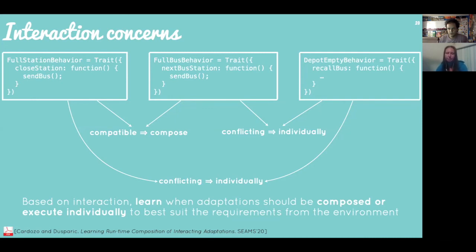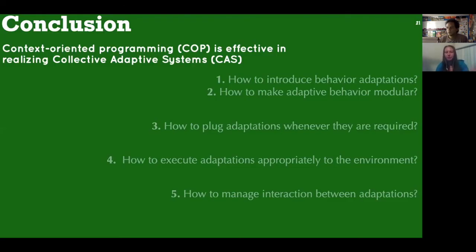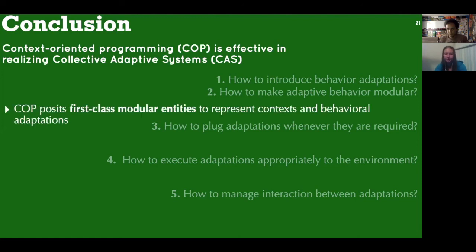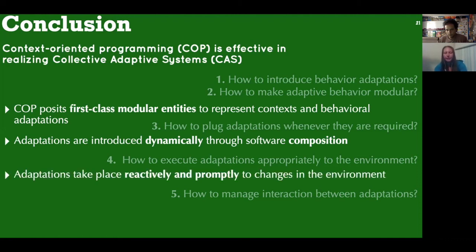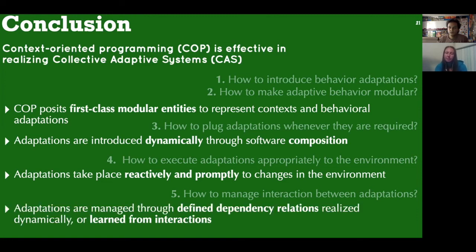So to go back to our original 5 questions we set out to answer on how to engineer collective adaptive systems using context-oriented programming, we talked about the following. We talked about how context and adaptations are presented as first-class entities in COP to enable specification of modular adaptations. We talked about how these adaptations are composed into the system at runtime. We talked about how contexts and associated adaptations are activated and deactivated in order to respond to context changes in the environment. And we talked about managing interactions between subparts of a CAS based on whether we know upfront what the relationships between adaptations are or whether we need to learn and discover them at runtime.